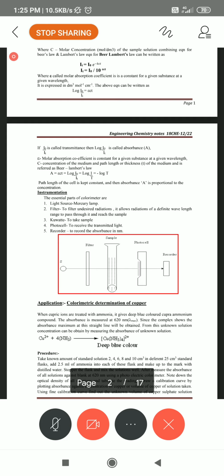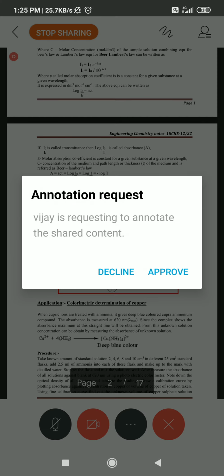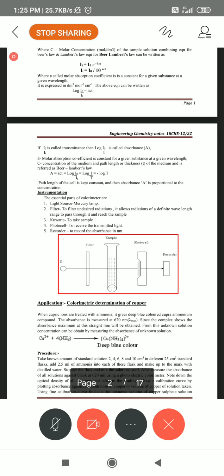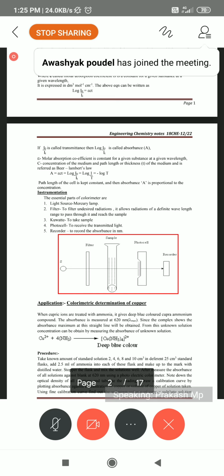Before going into that, what is there in colorimetry? One light source, followed by one filter, followed by the water sample, which you take in what we call a cuvette, followed by one photocell. This photocell absorbs the radiation. Then we can record it, either by the machine itself or using sophisticated equipment.